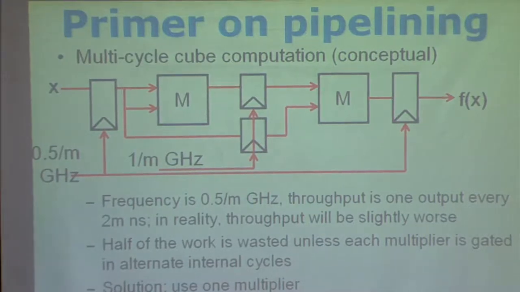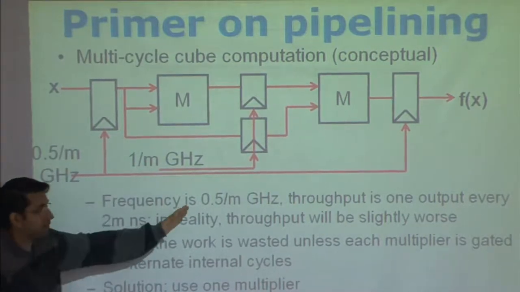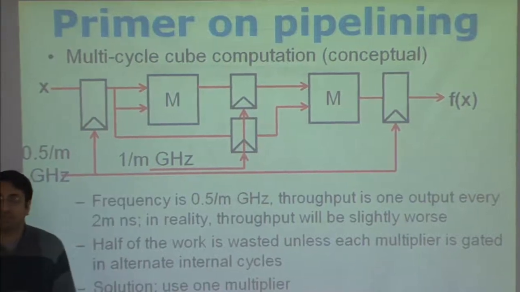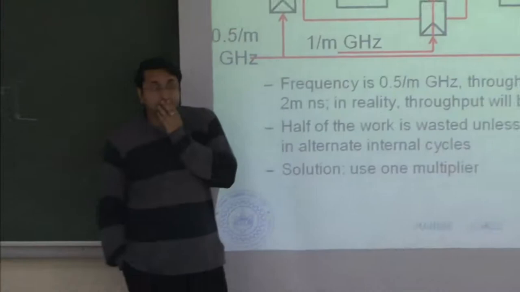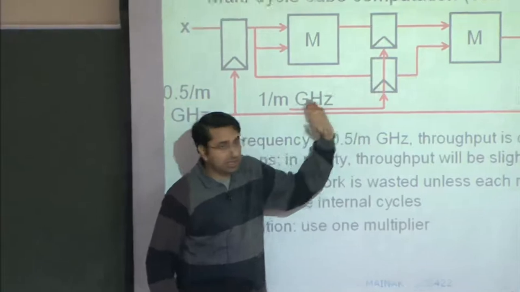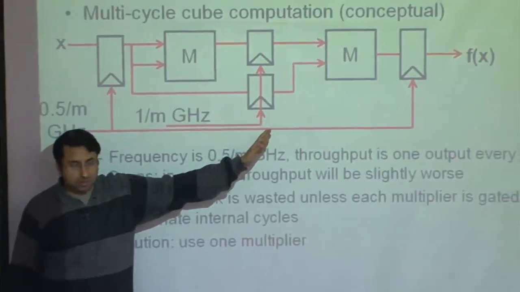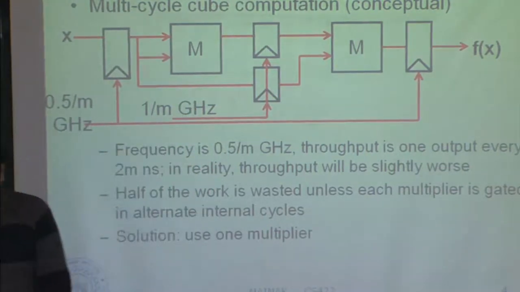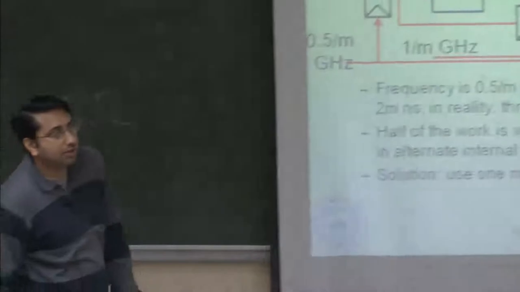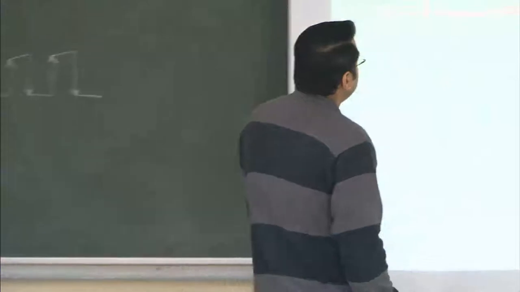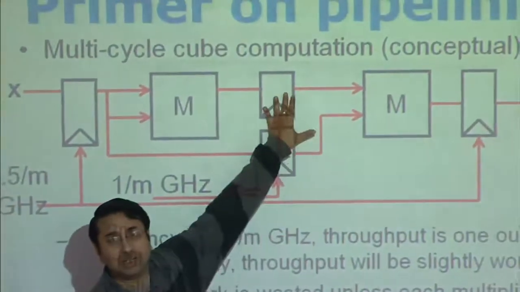So the frequency seen by the environment is still 0.5 over m gigahertz. All right. Throughput is 1 output every 2m nanoseconds. In reality, throughput will actually be slightly worse. Why is that? Well, we haven't gone there. I'm just talking about this one now. We have a latch in between, but I still have two multipliers. In the next slide, I'm going to fold them actually. But about this, I'm just talking about this one now. Why is it worse than 2m? Latch delay. Exactly. So there will be some delay going through these, the propagation delay of these.